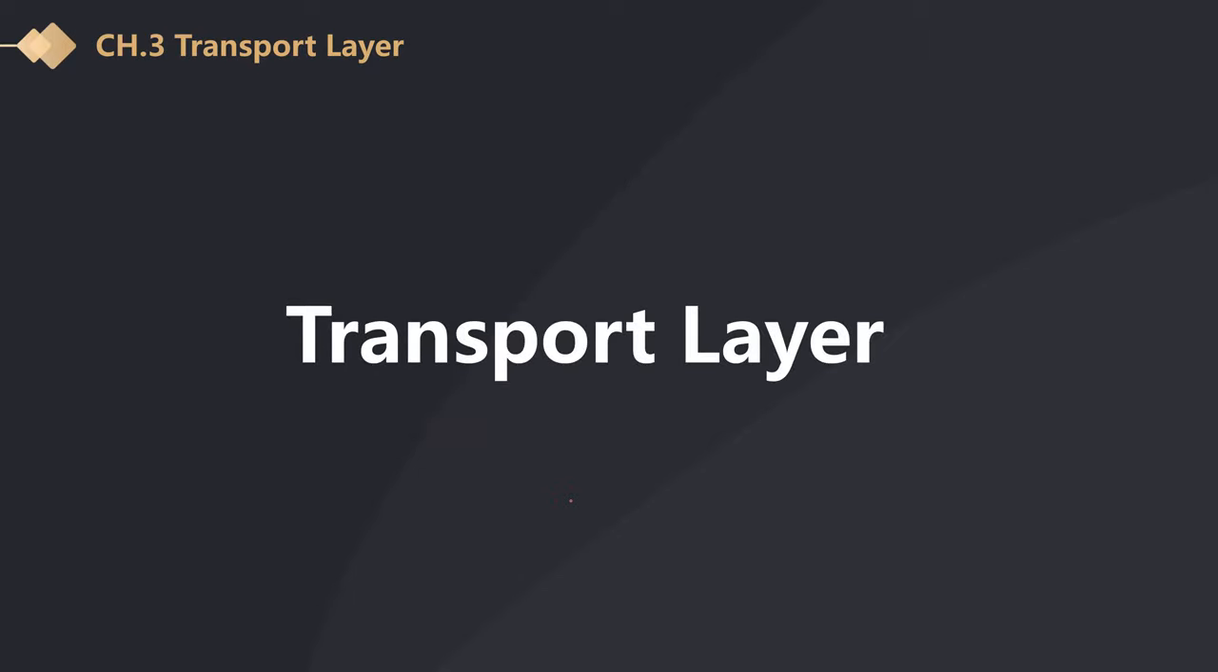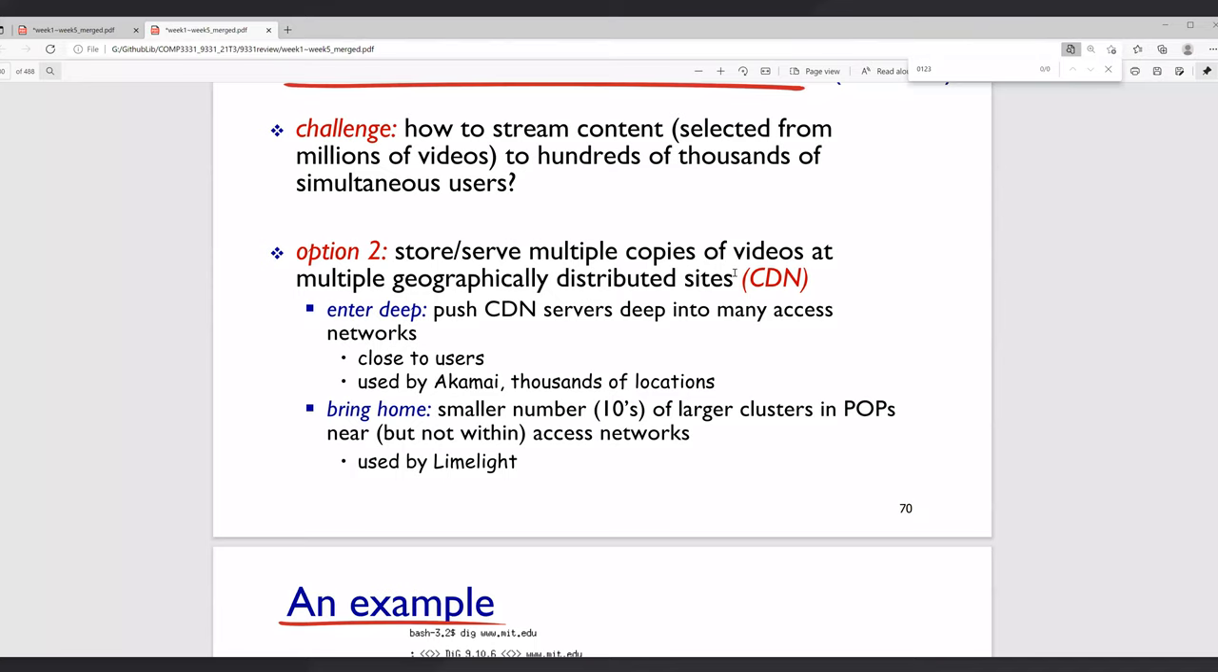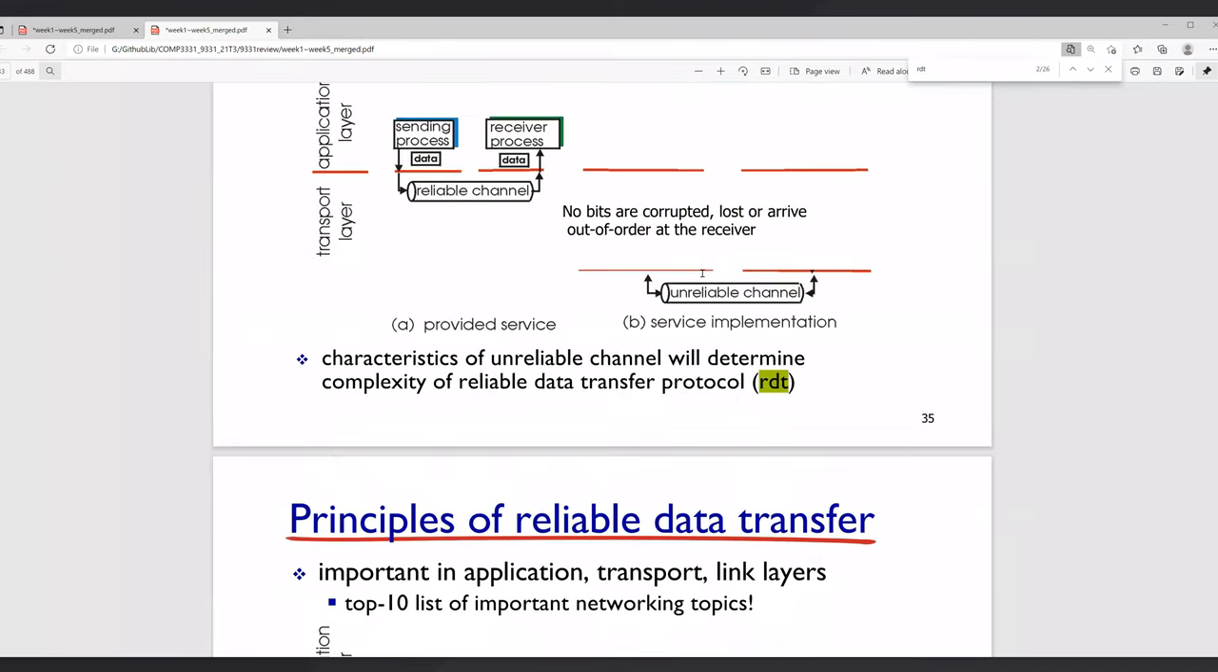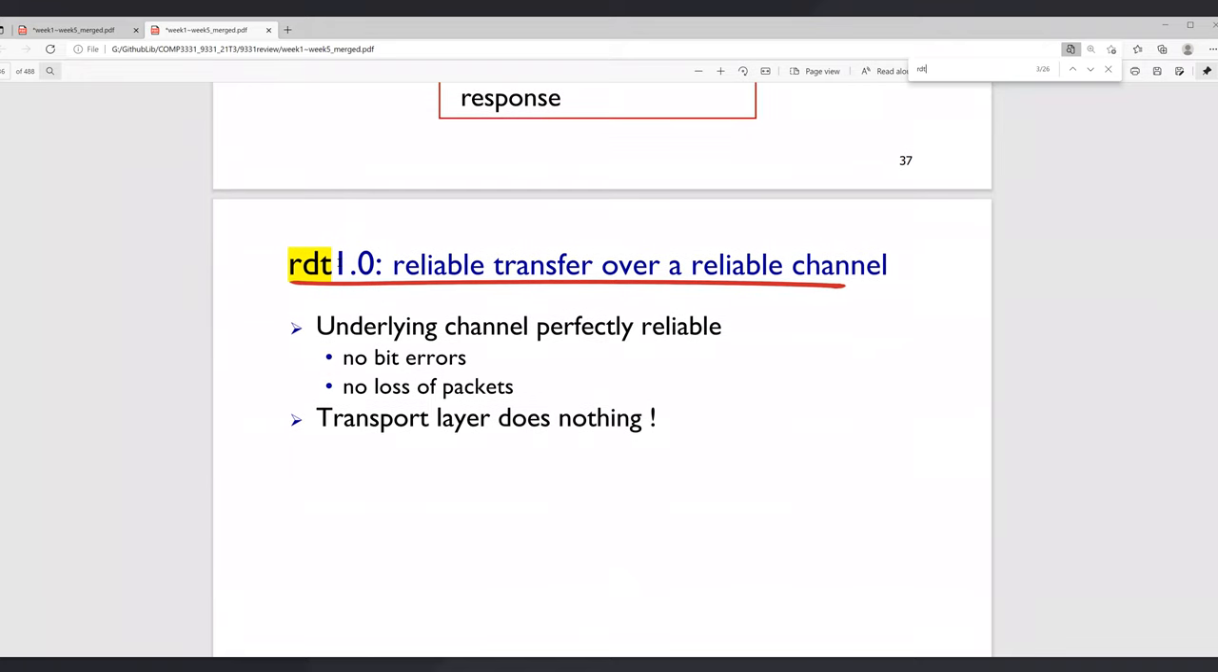Okay. So after the CDN, we come to the transport layer, which is the last part that we test. The reliable data transfer is for the TCP, right? We need to understand all the concepts for the RDT, including the versions of it, for the TCP version. Go through it very quickly. Let's see what the version differences are. For RDT 1.0, basically it does nothing.